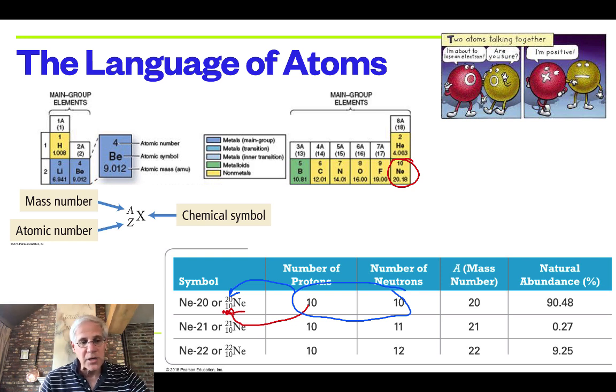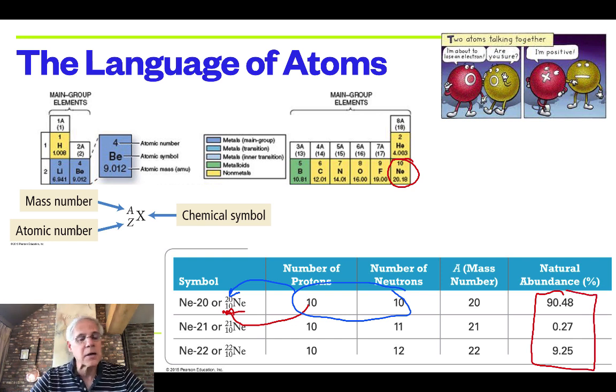Okay, the number of protons hasn't changed. It still has 10, which means they're all atoms of neon. However, the number of particles inside that nucleus can change because we can change the number of neutrons without changing the number of protons. And notice also over here we have a natural abundance. We're going to talk about that towards the end of this particular section.